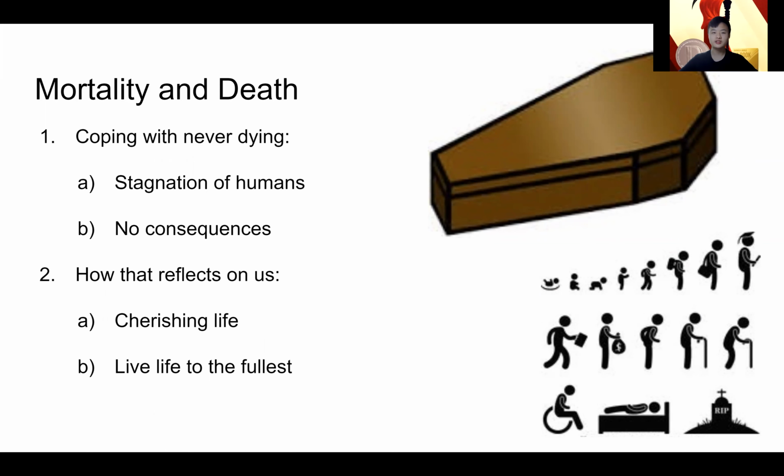And how this reflects on us. Since we can die, we have to live life to the fullest. As Rowan says in the book, death makes the whole world kin, which means that it is death that brings us all together. And the fear of death makes us cherish life even more.